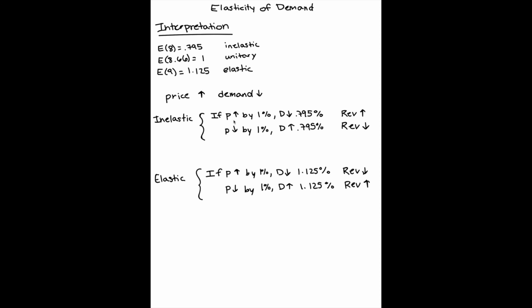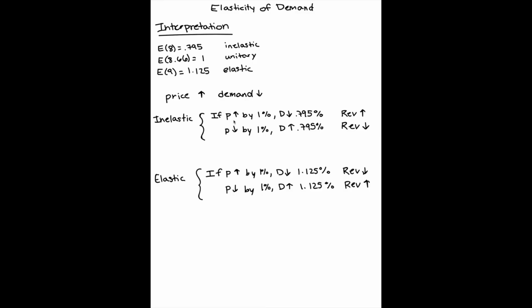Now let's look at what happens in the elastic interval. So if the price increases by 1%, demand will decrease by 1.125%. This means that our revenue will actually decrease overall because our price increase was overshadowed by the demand decrease. Another way to say this is that our price increase didn't outweigh the customers we lost by raising prices. And if price decreases by 1%, then demand will increase by 1.125%. So now our revenue will increase overall because our price decrease encouraged a lot of new customers, which offset the money that we lost when we dropped the price.